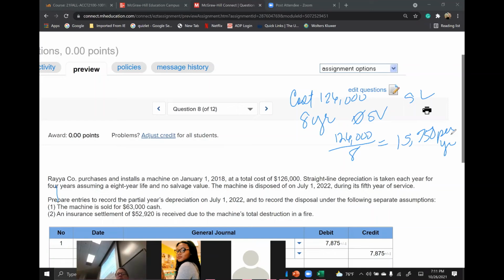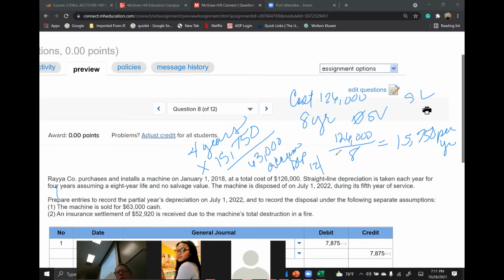All right, so we had it for the years 18, 19, 20, and 21 full years. So we have 4 years at the 15,750. So let's calculate out that. So 63,000. So that's my accumulated depreciation at the year end of 2021. That's what it was. So now I'm disposing on July 1 of 2022.